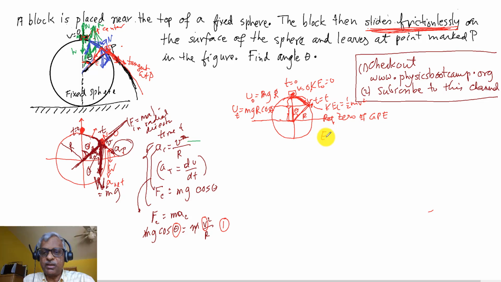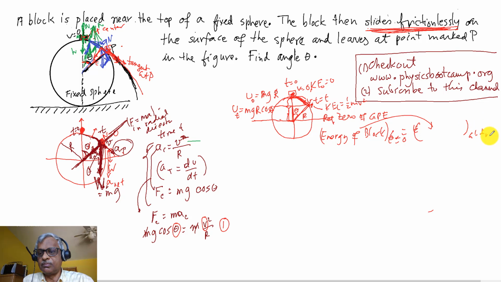So energy of the block at time 0 equals energy of the block at time t. So this one is mgr equals mgr cosine theta plus half mv square. The m got cancelled out, and we want v square over r actually to get the theta.